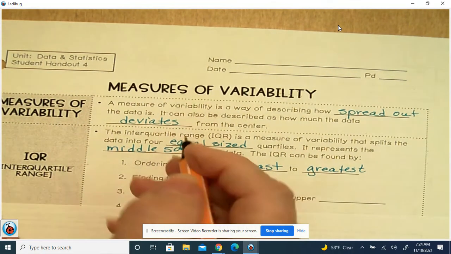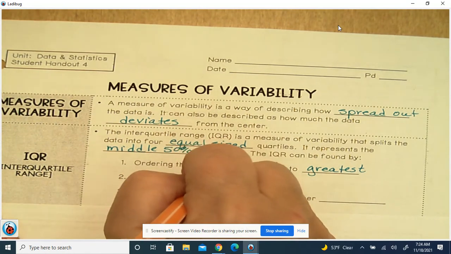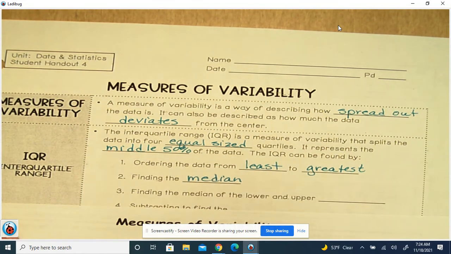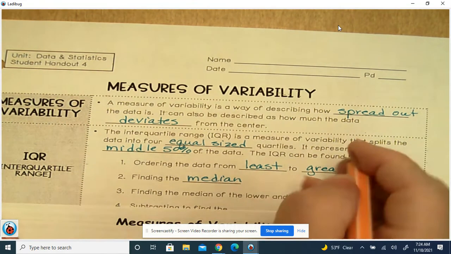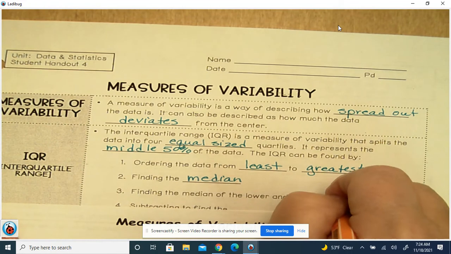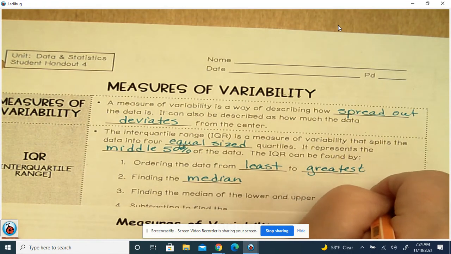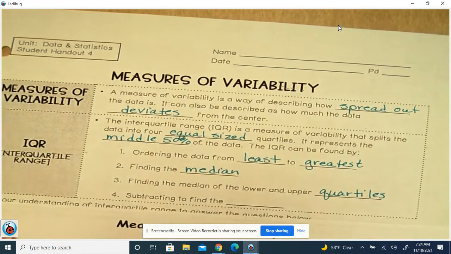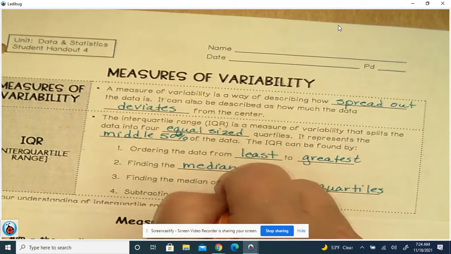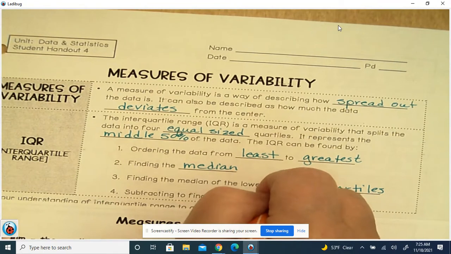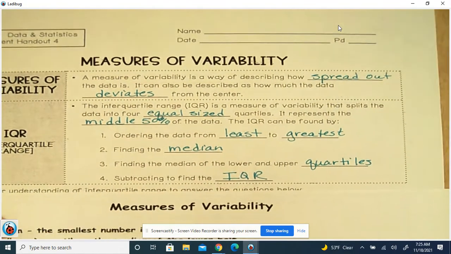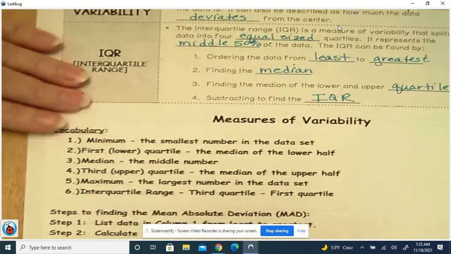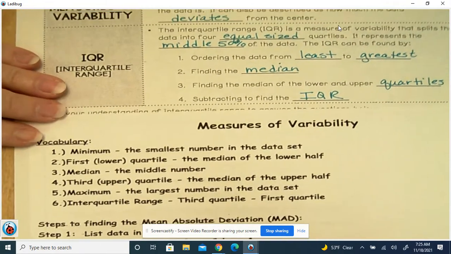Finding the median. Finding the median of the lower and upper quartiles. And then subtracting to find the IQR, which is the interquartile range. All right, before we do any of this, I want to share some vocabulary that we'll use.